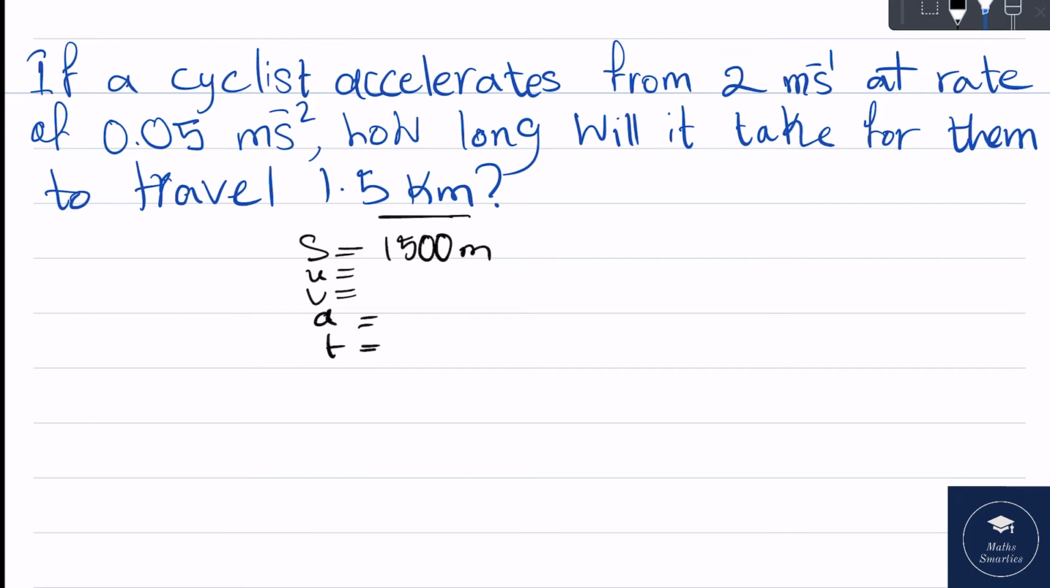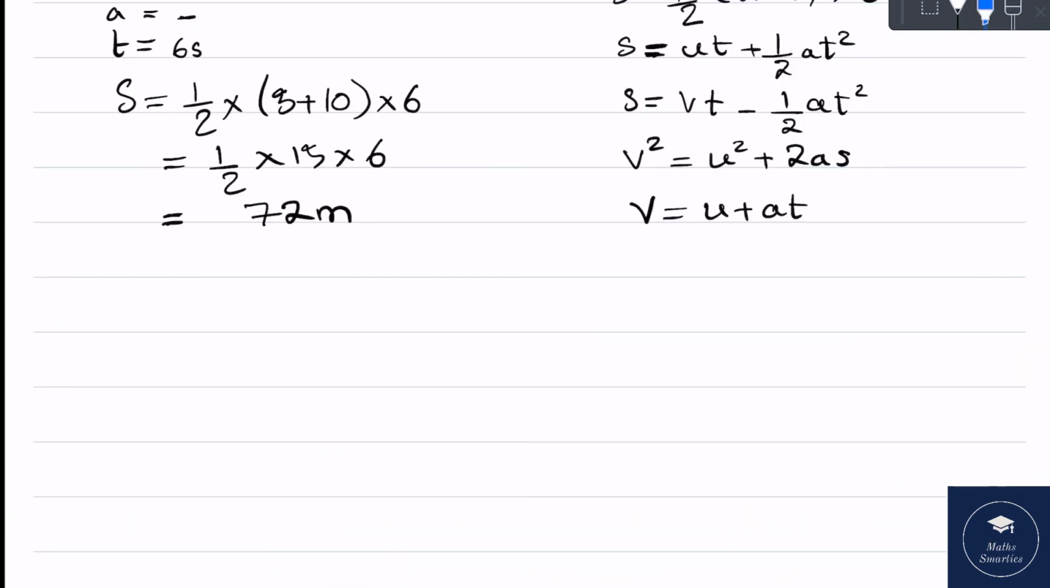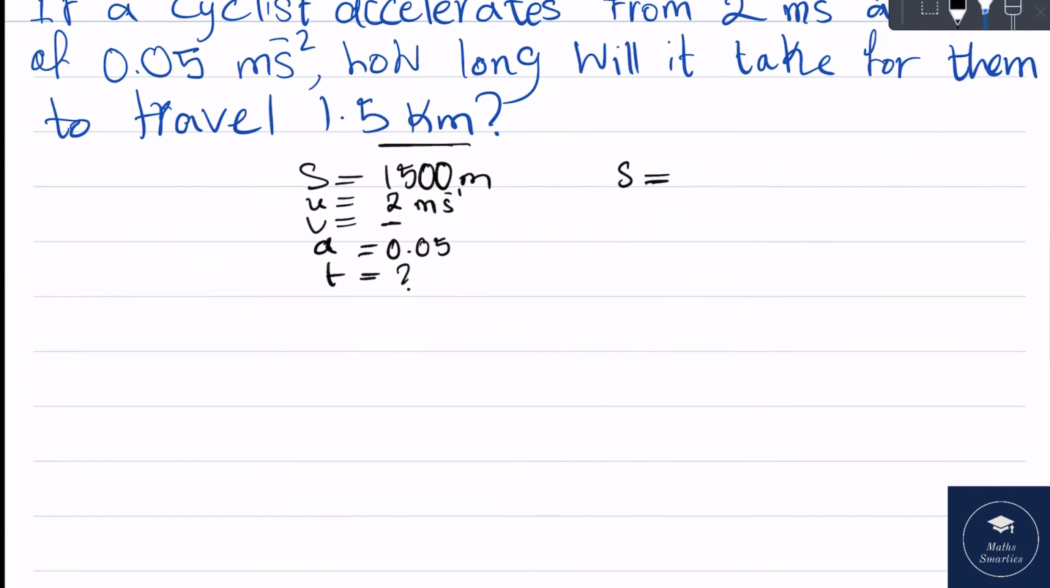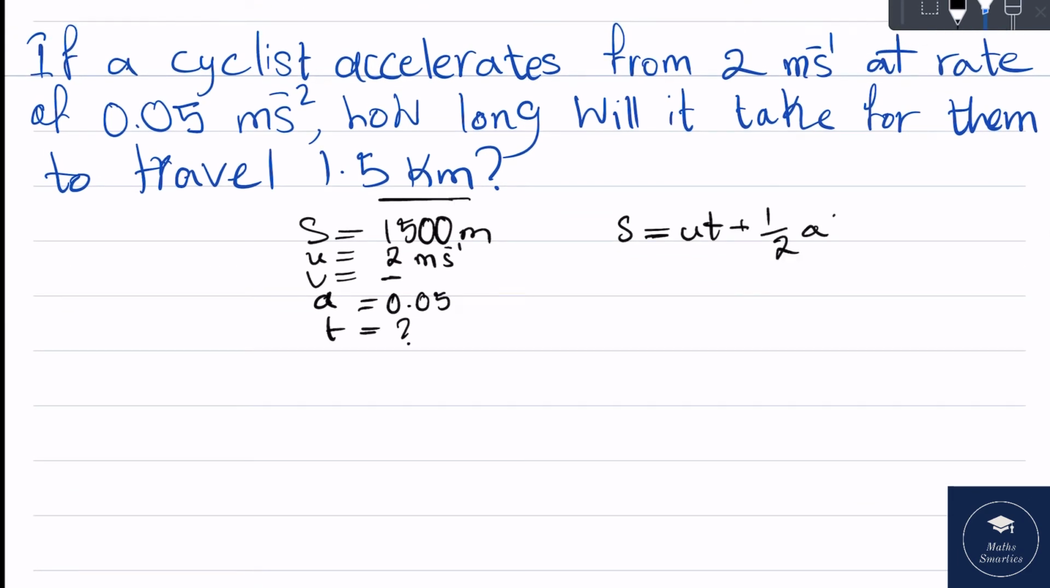We know that displacement is 1,500 meters. We know that the initial velocity is 2 meters per second, and we know that the acceleration is 0.05. Do we know the time? That is what we're trying to find, so we do not need the final velocity. Now we have initial velocity, acceleration, and displacement, and we want time. We can use the second equation, s equals ut plus half at squared.